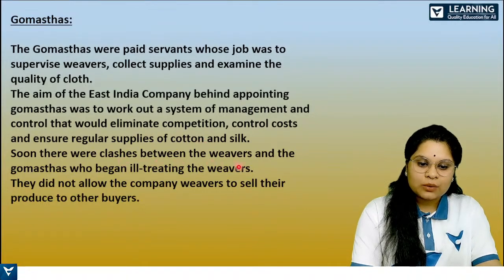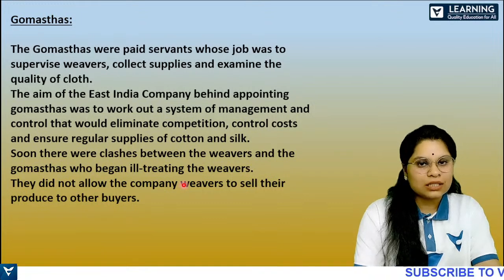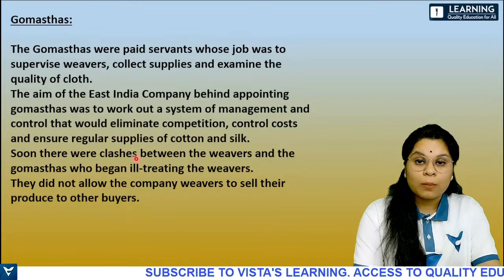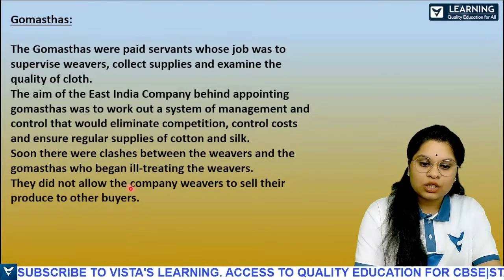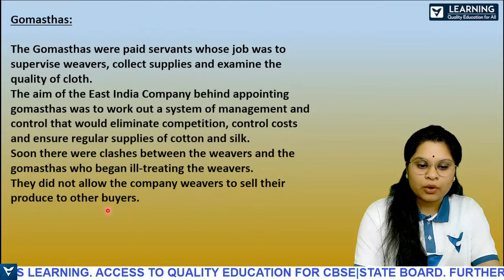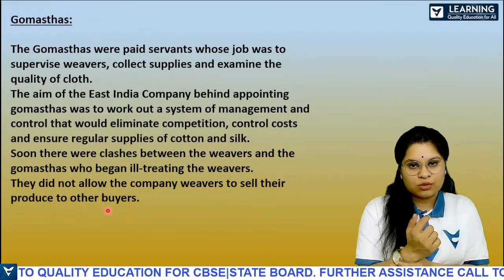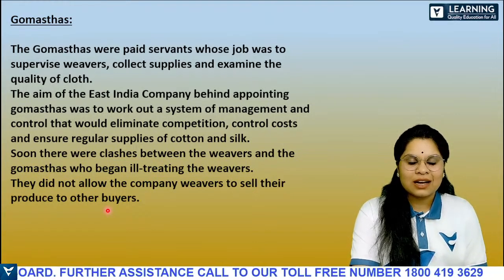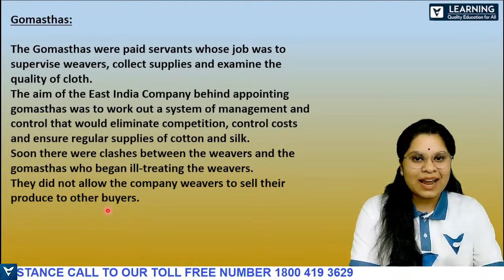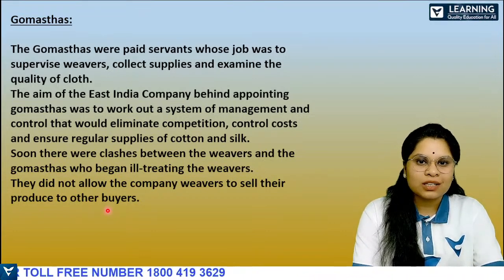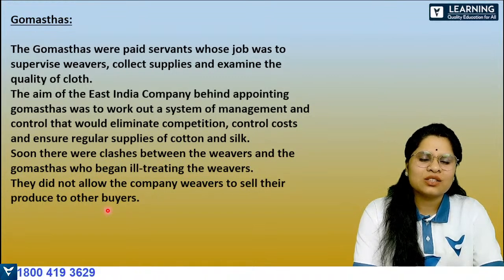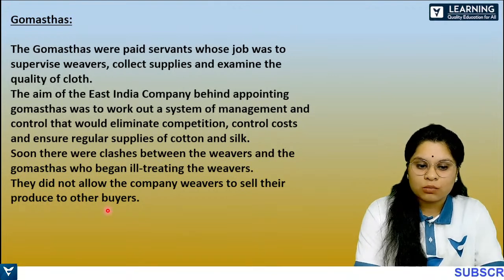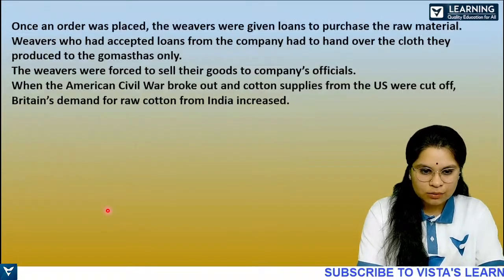Soon there were clashes between the weavers and the Gomasters, who began ill-treating the weavers. When the weavers tried bargaining, the Gomasters started ill-treating them. They did not allow the company weavers to sell their produce to other buyers. They used to listen to the East India Company people and randomly fall on these workers, and there was a lot of torture given to them. There was no fair pay given to them. So ultimately, there was a clash.